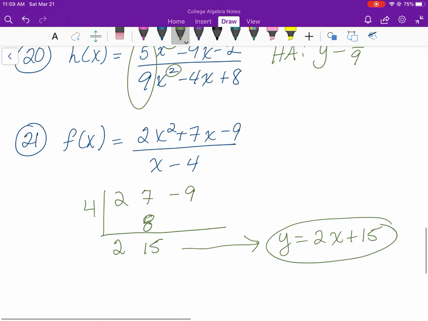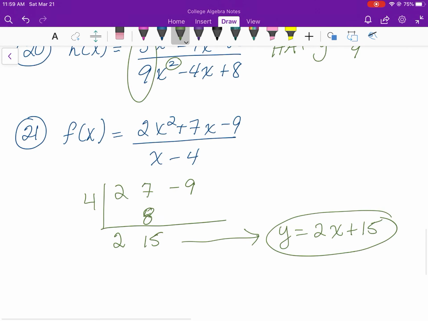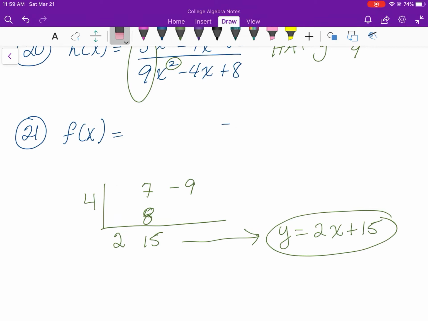Oh no, they said on 21, y equals x plus 11. Okay, crew, where's my mistake? I don't think I have one. X squared, 2x plus 7x minus 9x minus 4. I don't know. X plus 11. Oh, silly. Sorry about that, guys. Let's fix this real quick. This is a 1 here.